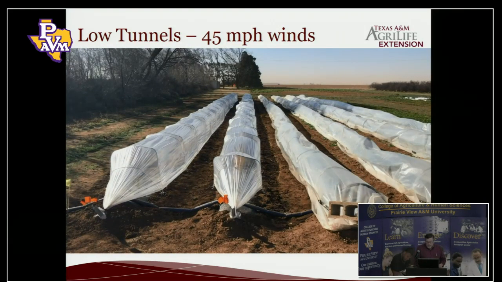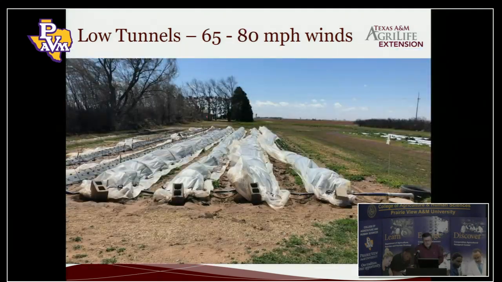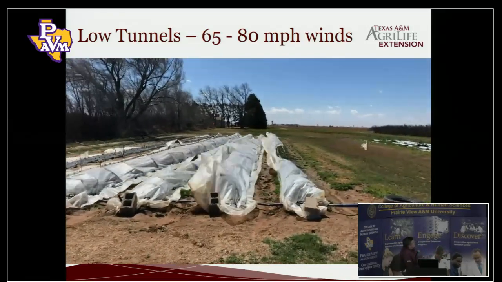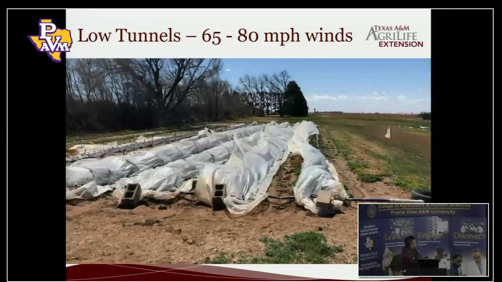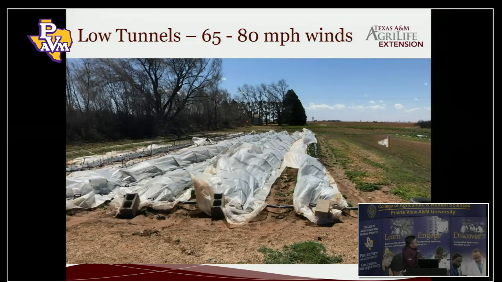So that was a 45-mile-an-hour wind. Let's go to the 60 to 85 mile per hour wind. There you go. That's Lubbock, Texas, all the way. So you can see those tunnel flexes. They didn't last too long. These actually, we have to go back and redo the hand pegs on them. But luckily with the hoops every 5 feet, as long as that plastic stays there, it doesn't hurt the tunnels or the strawberries. The plants don't get hurt at all.